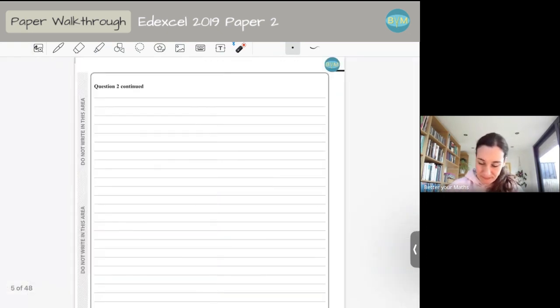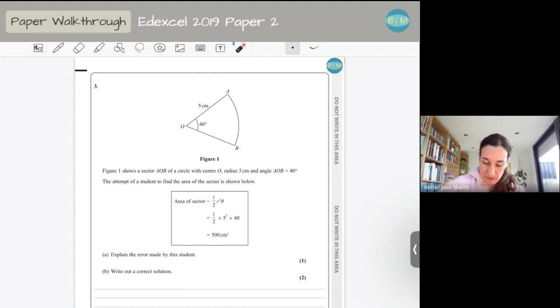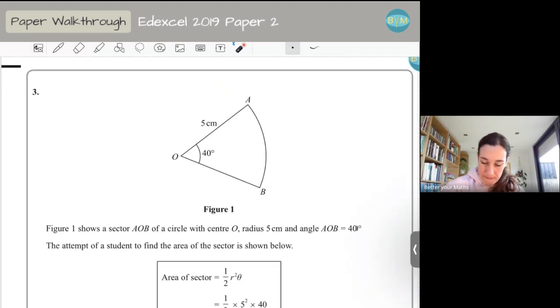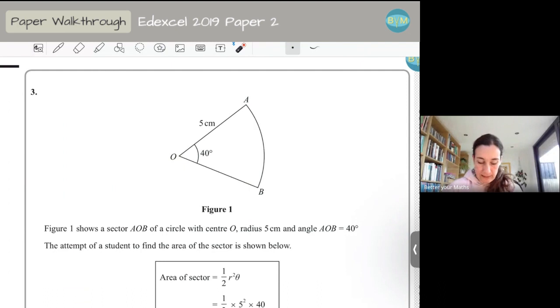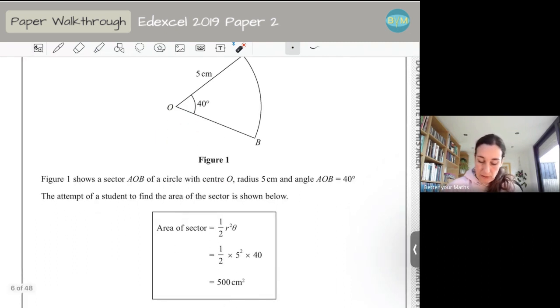Question 3. We have sector AOB of a circle, center A, radius 5, angle 40 degrees. The attempt of a student to find the area of the sector is shown below. So the area of the sector is 1/2 r squared theta, with r as 5 and the angle as 40 degrees, and the area is this one.